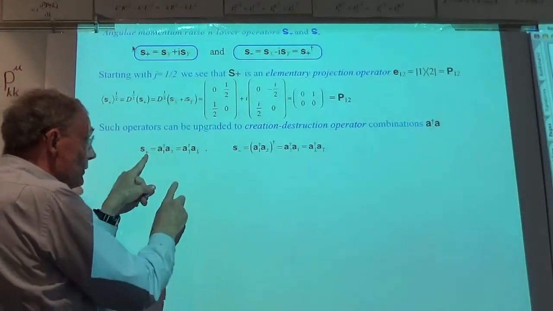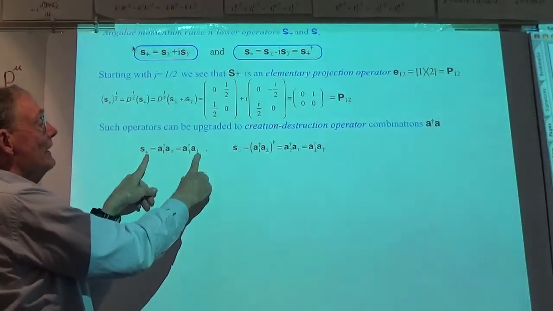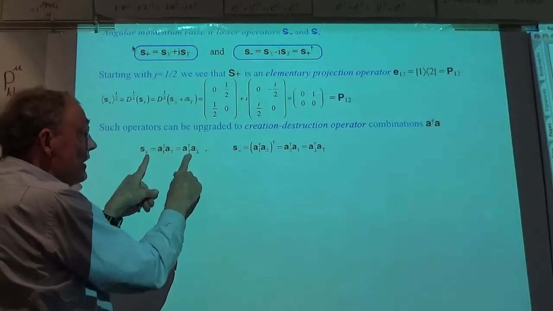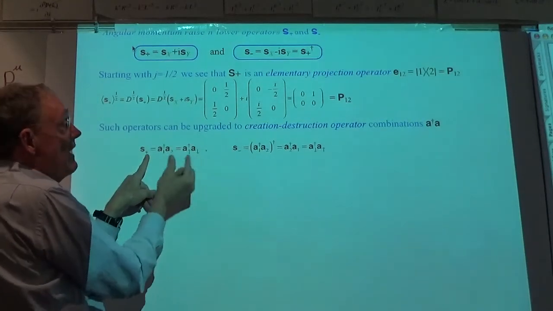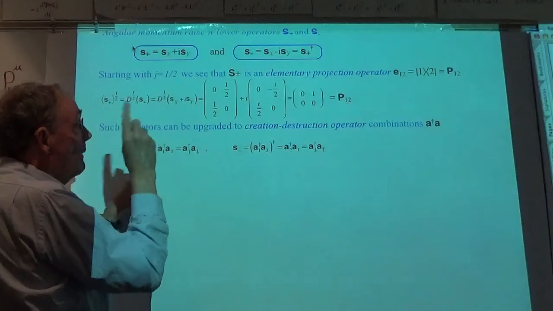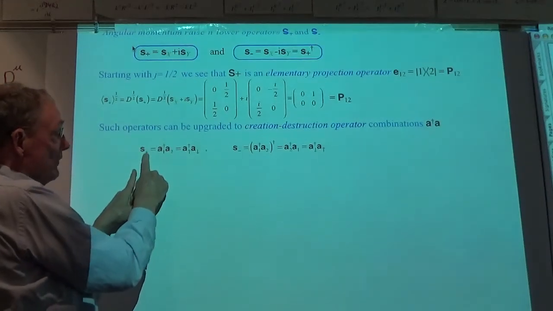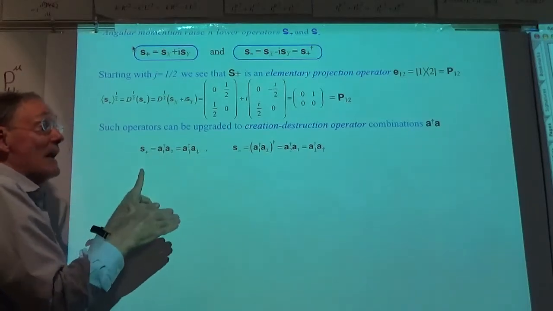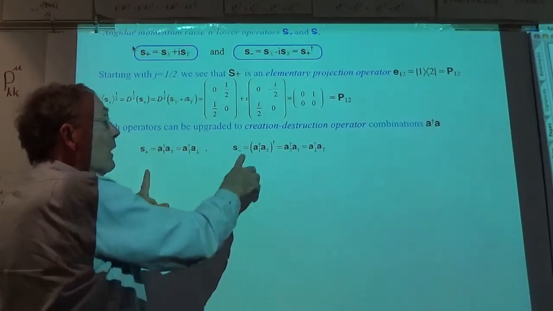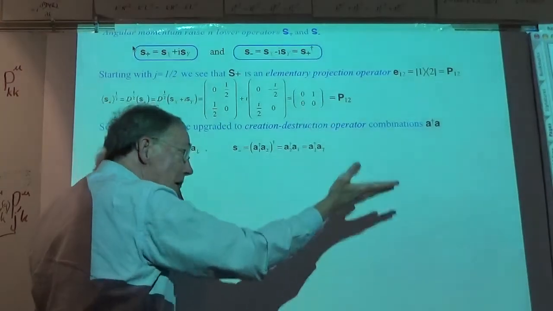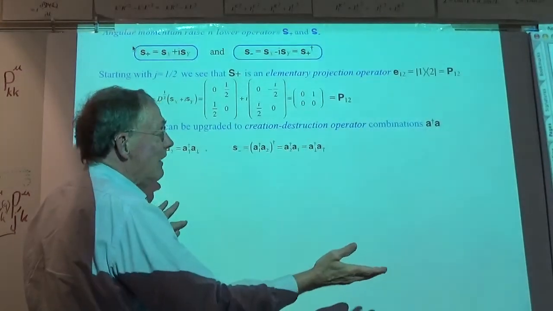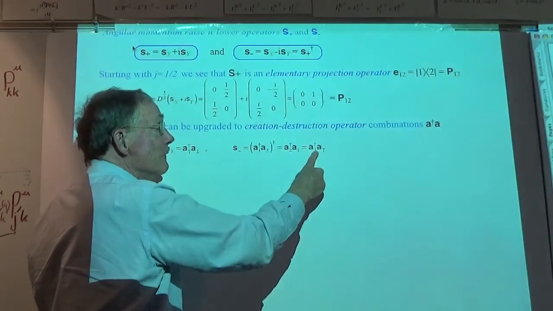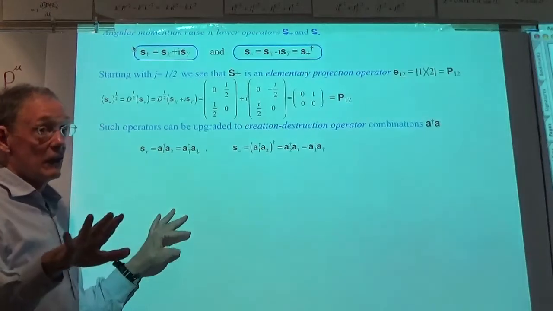if I'm going to raise it by 1, I have to destroy a spin down that raises me by a half, and then I create another positive spin a half. That half plus a half now gives me up 1. So this is an S plus 1 operator, whereas these each are plus or minus 1/2, you see. Here's the lower: it's going to destroy a spin up, brings me down by a half, and then I'm going to create another minus a half by creating a spin down. Okay, so we saw that already.